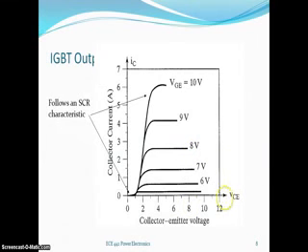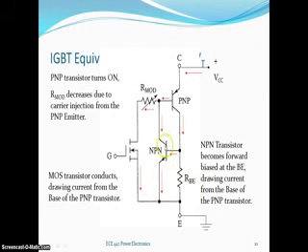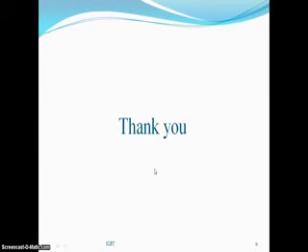These are the output characteristics of the IGBT. The x-axis is VCE and the y-axis is IC. This is the transfer characteristics of IGBT, the x-axis is VGE and the y-axis is IC, the collector current and the gate emitter voltage. This is the equivalent circuit of the IGBT. Thank you. And the simulation part will be explained by my friend Veerendra. Thank you.